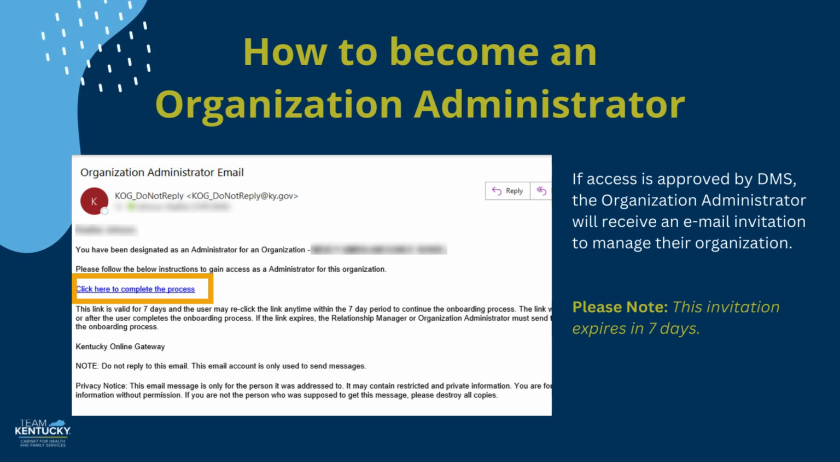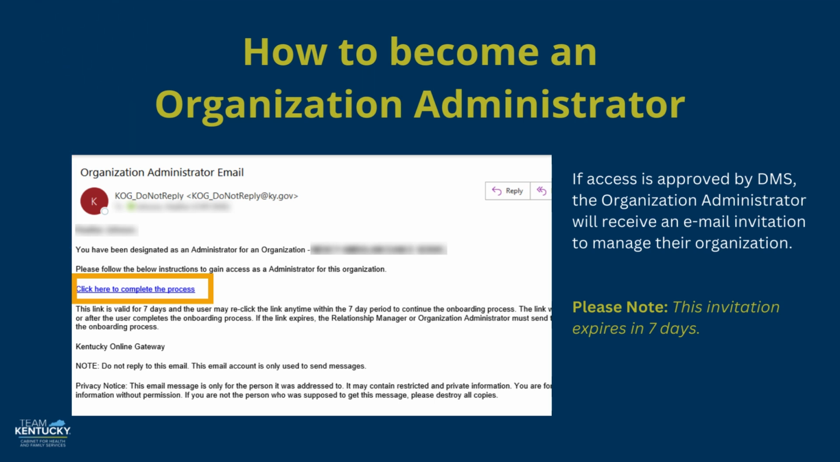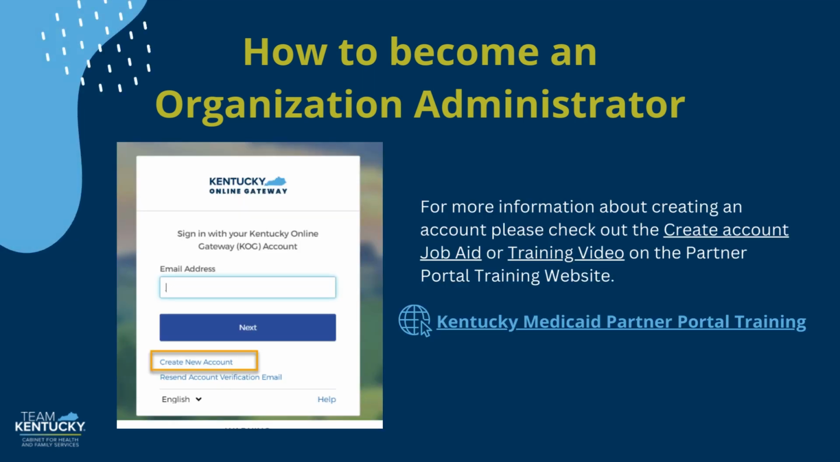If access is approved by DMS, the organization administrator will receive an email invitation. Users will click the link in the email labeled "Click here to complete the process" and be taken to the Kentucky Online Gateway page, where they will either create a new account or log into an existing one. For more information about creating an account, please check out the Create Account job aid or training video on the Partner Portal training website.